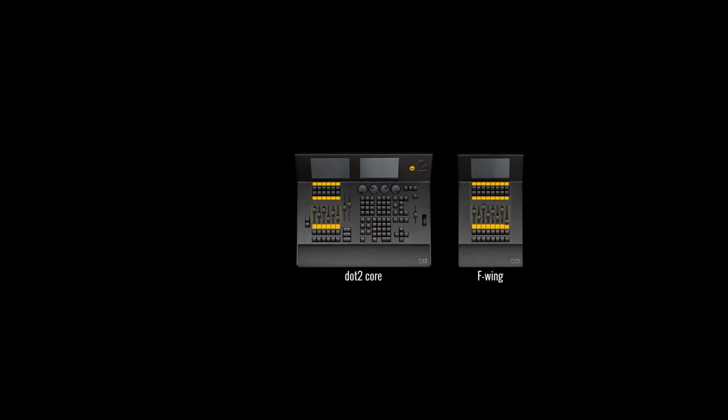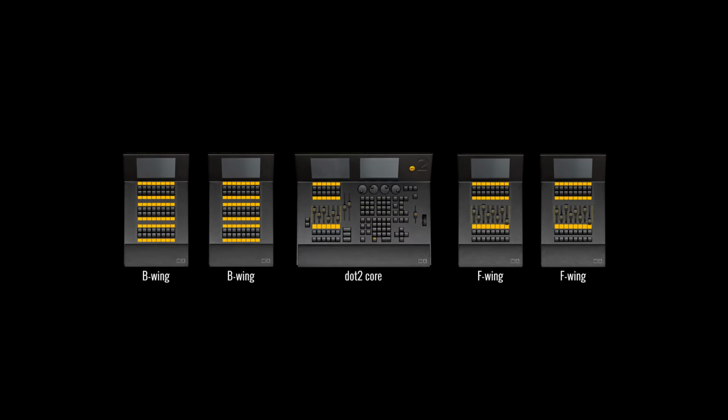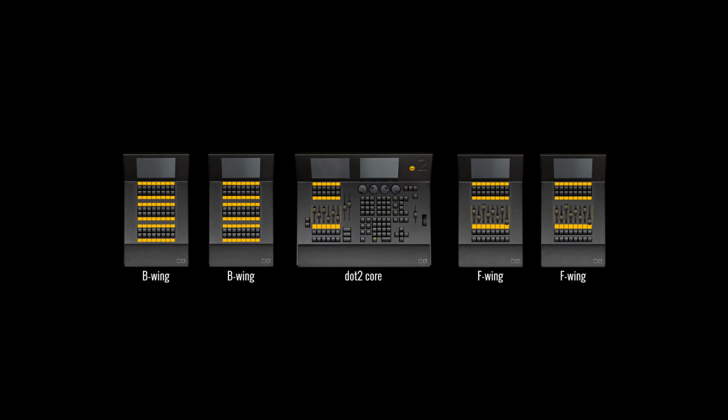In addition to this, you can add two types of wings to a dot2 console: a fader wing with 8 executor faders and 16 button executors, and a button wing which has 48 button executors. You can add two wings of each type to a Core console. The XLF and XLB count as having one of the respective wings already installed for expansion purposes. That means a fully expanded MA.2 system features 24 faders and a whopping 144 buttons.